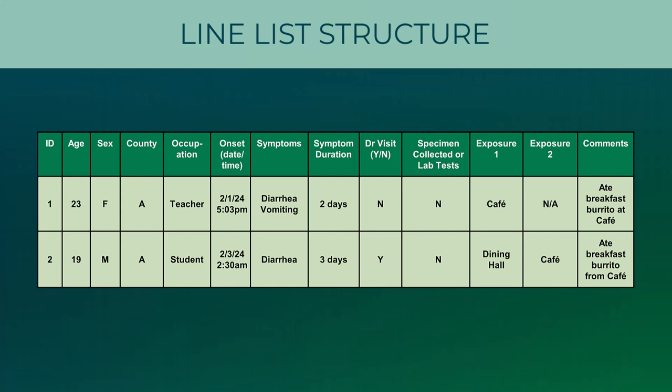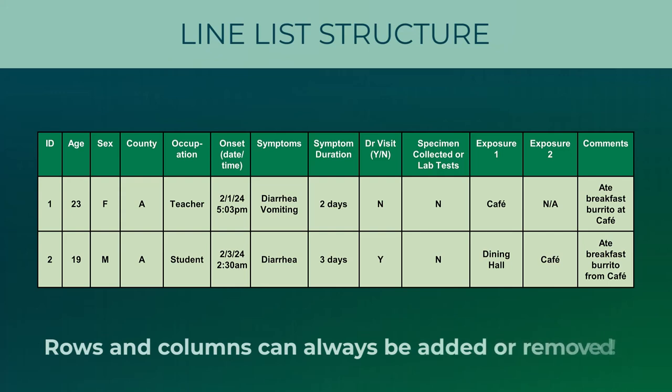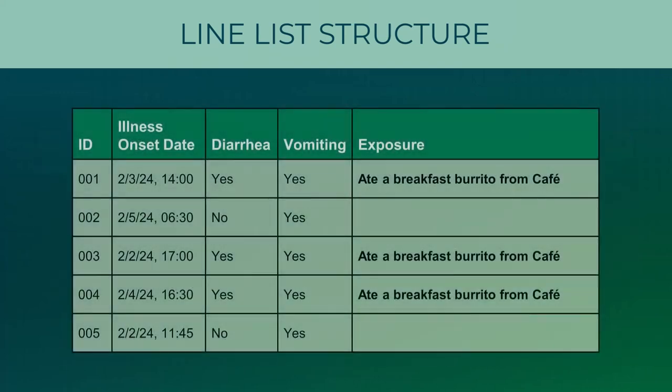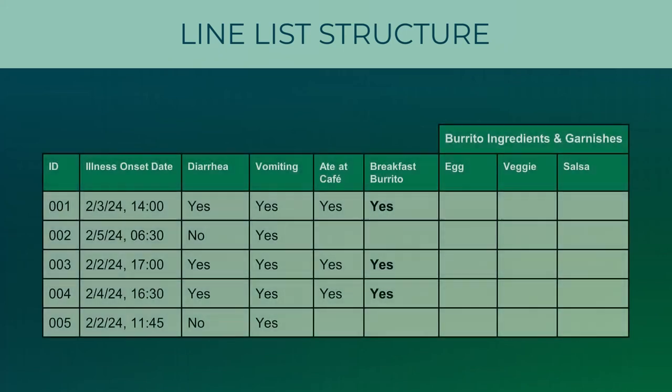As information is obtained throughout the investigation process, rows and columns may be added or removed from the line list in order to reflect the unique details of the investigation. For example, consider this subset of a line list. After discovering that multiple individuals associated with an outbreak under investigation ate a breakfast burrito at the same local cafe, a case investigator may decide to add variables to their line list related to breakfast burritos.